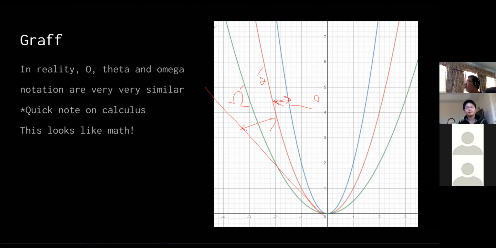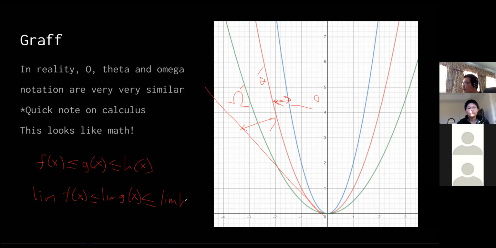Quick note on calculus: we talked about the squeeze theorem. The squeeze theorem actually is the proof for why time complexity works. If you don't know calculus, don't worry. But if you do, you can use math to understand this. If you have f(x) less than or equal to g(x), which is also less than or equal to h(x), we can take the limit of all three, and the limit of f(x) is less than or equal to the limit of g(x), which is less than or equal to the limit of h(x).